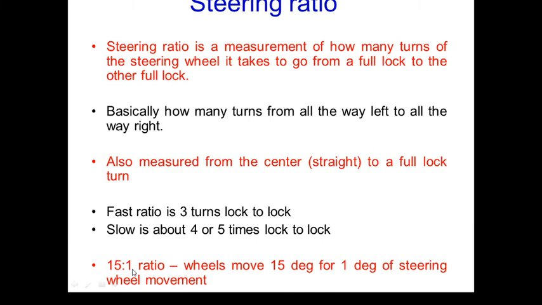If we can measure the angle of the wheel, say the wheel moves 15 degrees for 1 degree of steering wheel movement, we can calculate using this movement how many turns there are and what the movement of the steering wheel is. By this way we can compute the steering ratio. That means ultimately we want to know how many turns are required to move the steering system by 1 degree.